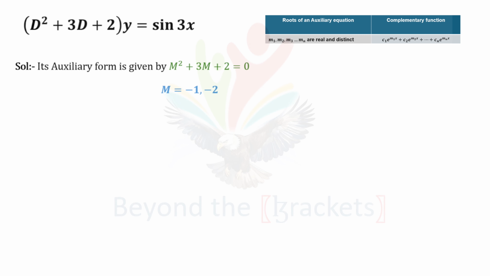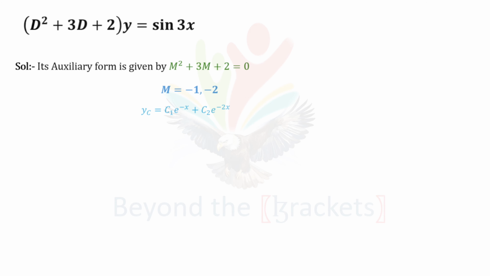Complementary function for this is given by yc is equal to c1 e power minus x plus c2 e power minus 2x. Particular integral is given by 1 by operator form into RHS. Since RHS is sin 3x, which is type 2, we substitute d square is equal to minus a square. Here a is equal to 3.